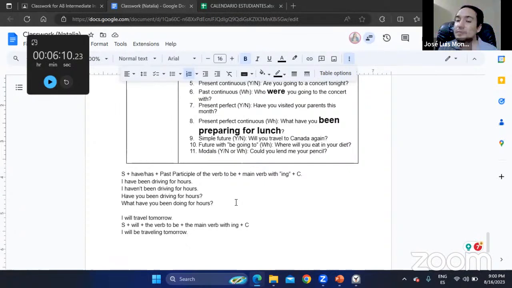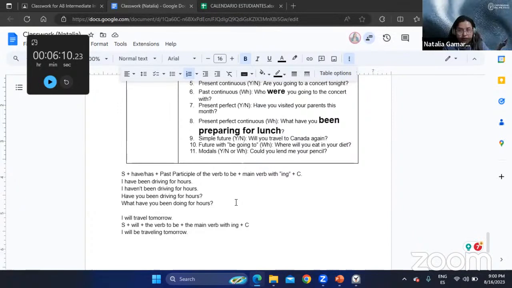All right. So what I was saying in the last part, Natalia, is that the continuous form is always going to have the verb to be, but you only have to be careful how you conjugate the verb to be according to the tense that you're using. That's the only thing you have to be careful about. That was it. I don't know if you have any other questions about that.